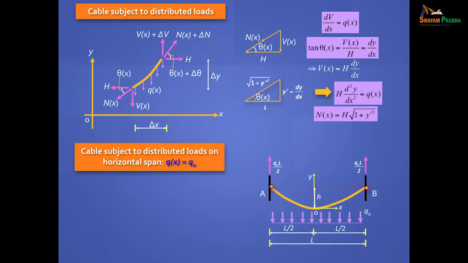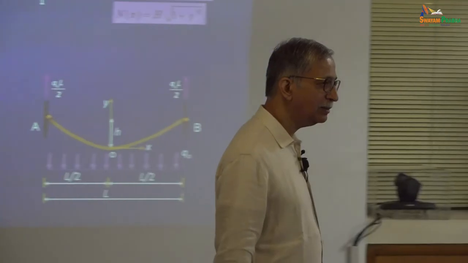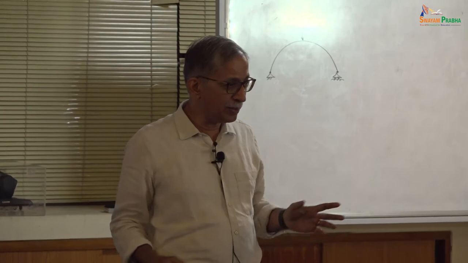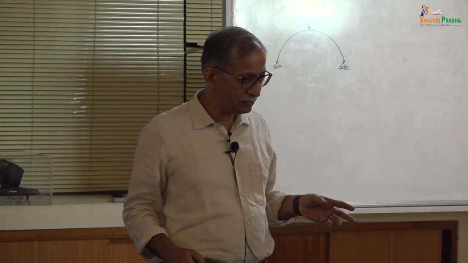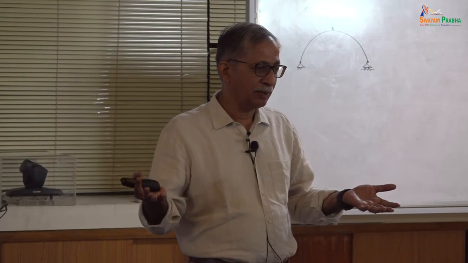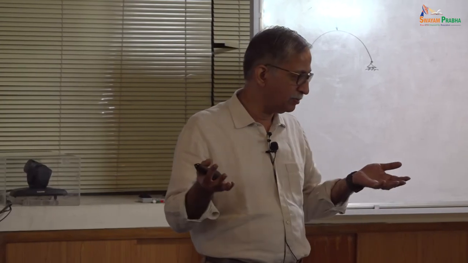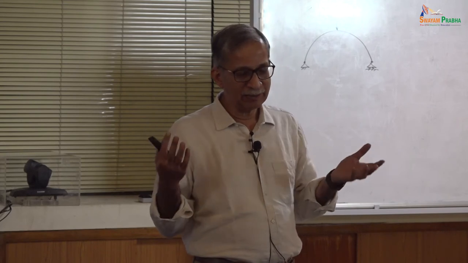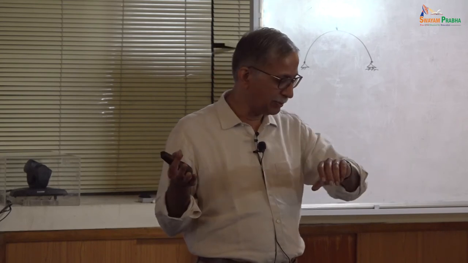And you also know this relationship. Now, let's take a simple case, which is a practical case, where q of x is equal to q naught. Is q of x always equal to q naught? Take the example of that suspension bridge. Yes, if you assume that the weight of the girder is uniformly distributed, it's fairly okay. There are other reasons, we'll explore that when we do suspension bridges.